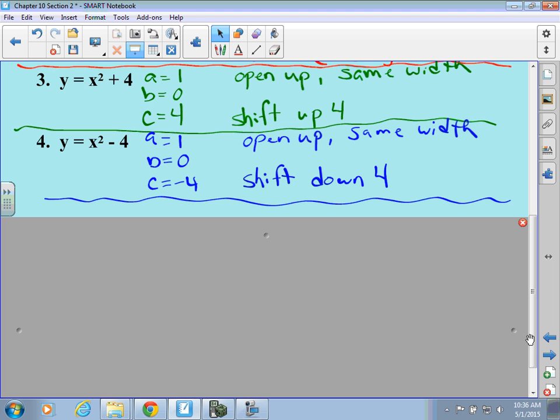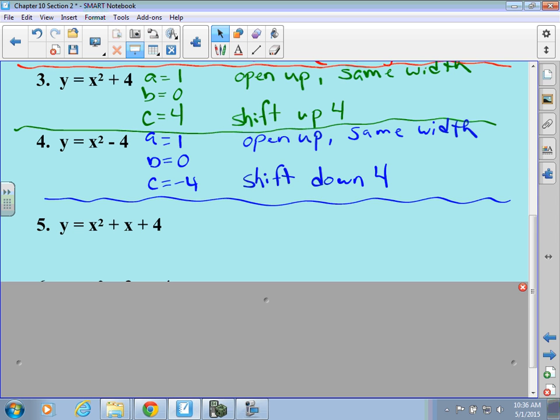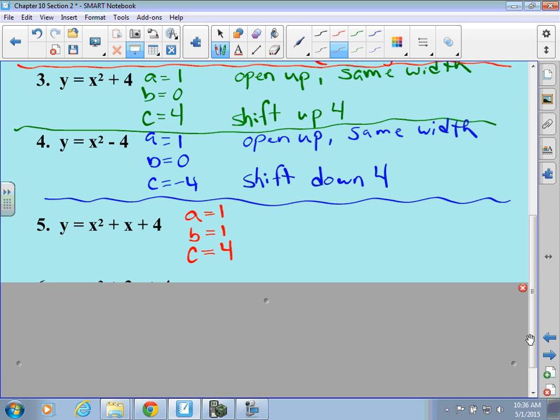Now let's take a look at this. It's a little different. That kid's going totally wacko, isn't he? Or her. What's my a here? What's my b? What's my c? 4. So it's going to open what? Up. It's going to have the same width. I'm going to skip the b part because I don't know what's going to happen. My c part, what's it going to do? Shift up 4. Now, what do you think that b term is going to do to my parabola?